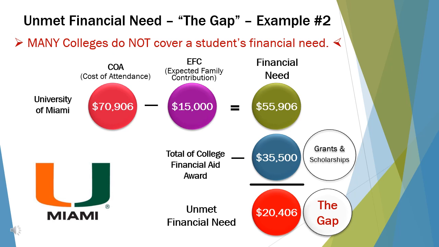At a more expensive college like the University of Miami, your gap may be even greater depending on the financial aid award. In this example, the student was awarded $35,500 in financial aid, leaving a $20,000 gap. Remember, the University of Miami is expecting the parents to provide the EFC as well, which would be a total of $35,000 that the student would be expected to come up with for a single school year.